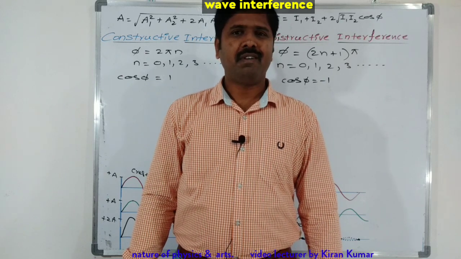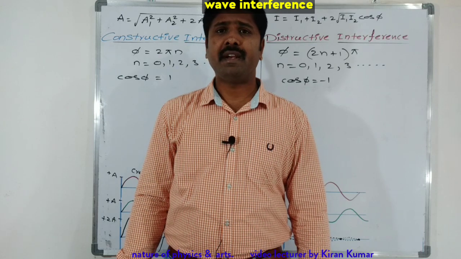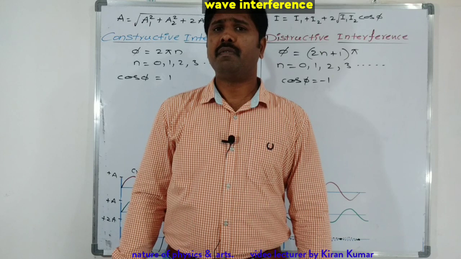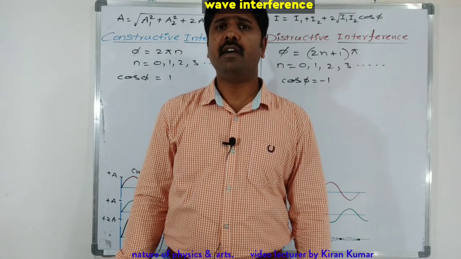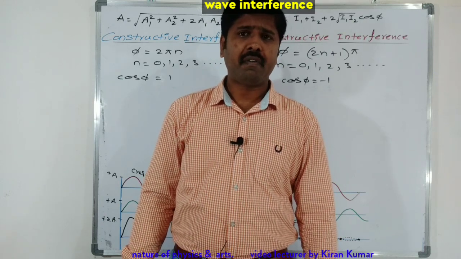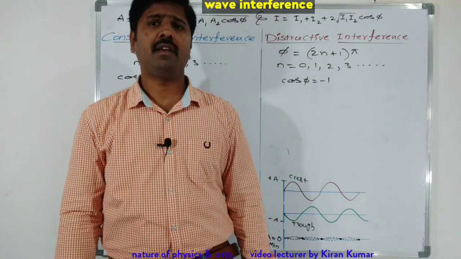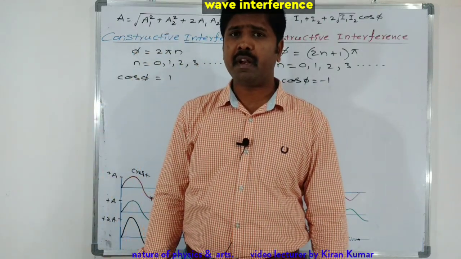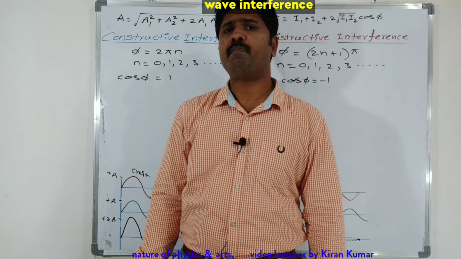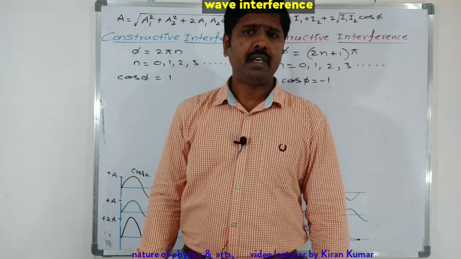Just now we completed that amplitude is maximum in the constructive interference and amplitude is minimum in the destructive interference. Now we will discuss intensity also. The intensity of the interference at a point of intersection, there also we will get maximum intensity and minimum intensity. So constructive interference gives maximum intensity and destructive interference gives minimum intensity. The reason is in constructive interference amplitude is maximum, and whenever amplitude is maximum, intensity is also maximum. In destructive interference intensity is minimum, the reason is amplitude is minimum.